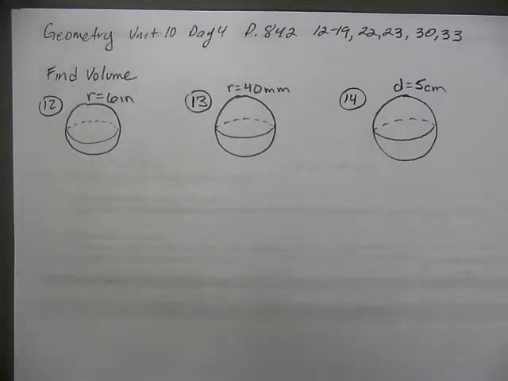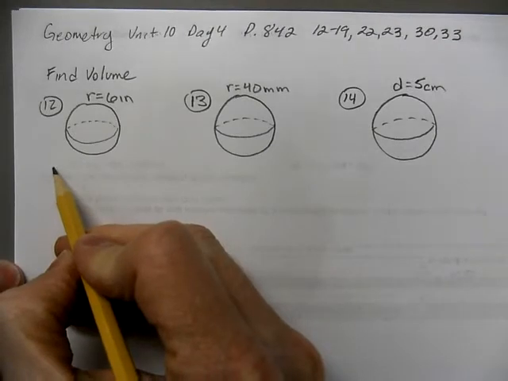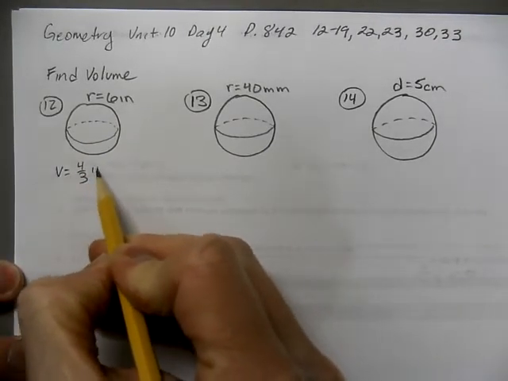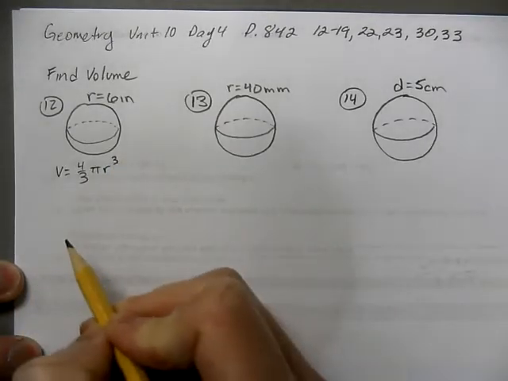This is Geometry, Unit 10, Day 4's homework. This is page 842. We're looking for the volume. We know that the formula for the volume of a sphere is 4/3 pi r cubed.